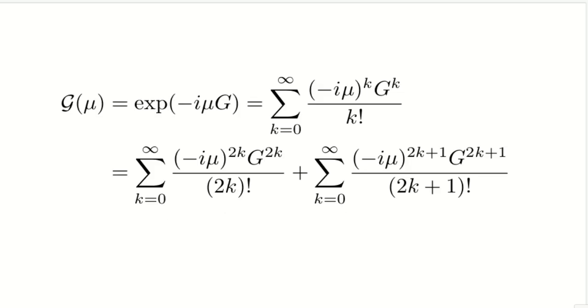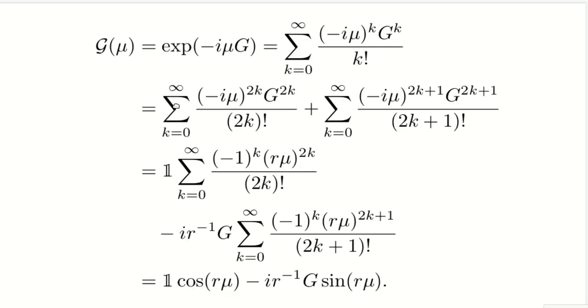First of all, because we know that your single qubit gate is basically the exponential of some Hermitian operator, parameterized by some mu, I can expand this exponential in this form of infinite series. Now I can separate out the even terms and the odd terms, even in powers of G and odd in powers of G. So we have these two infinite series, even in G and odd in G.